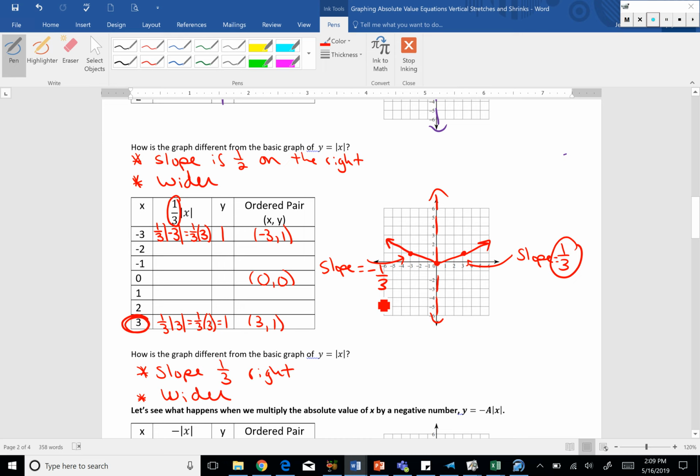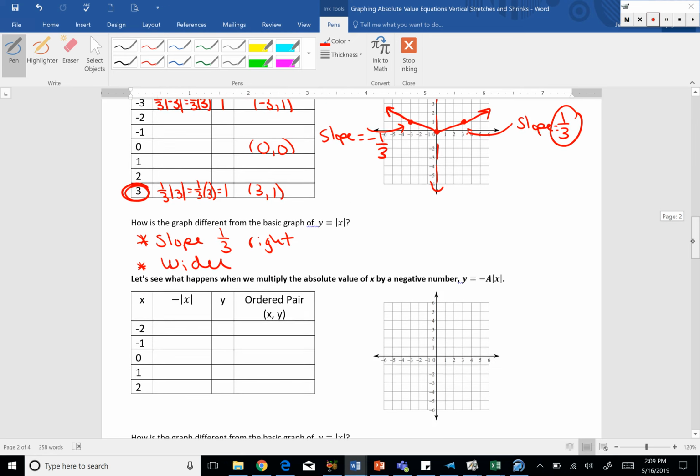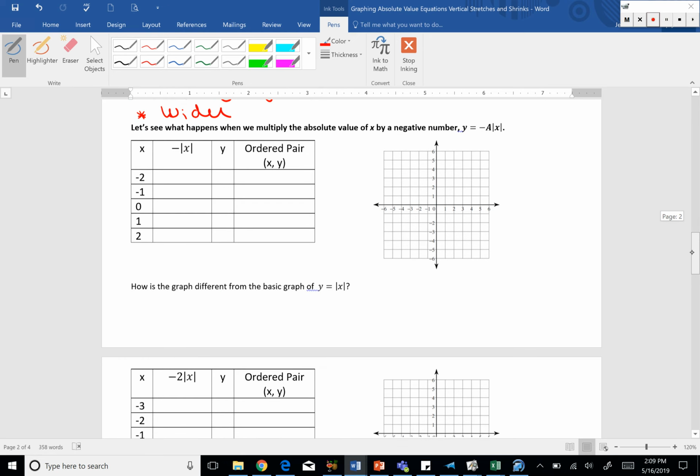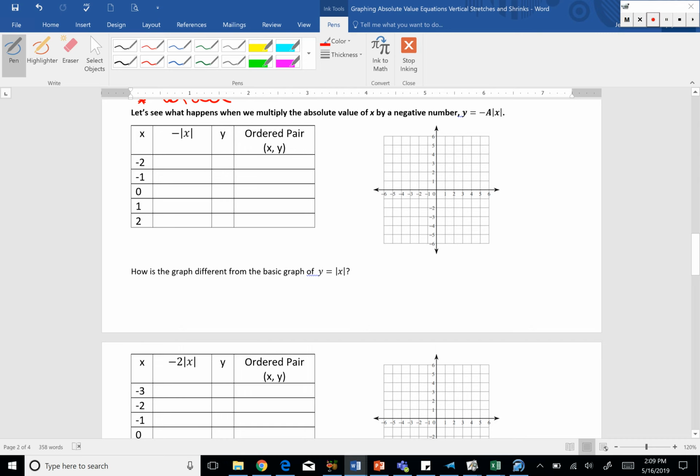So we've multiplied by numbers bigger than 1. We've multiplied by those fractions between 0 and 1. The only type of number we have left to multiply by is a negative. So what happens if that number in front is negative?